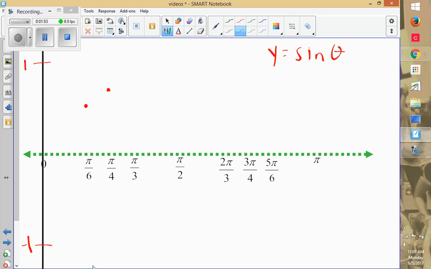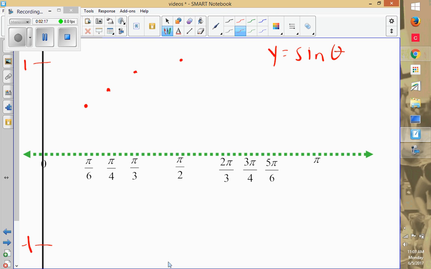And the sine of pi over 3 is the square root of 3 over 2, which is 0.866. So we're not quite at 1 yet. The sine of pi over 2 is when we hit 1.